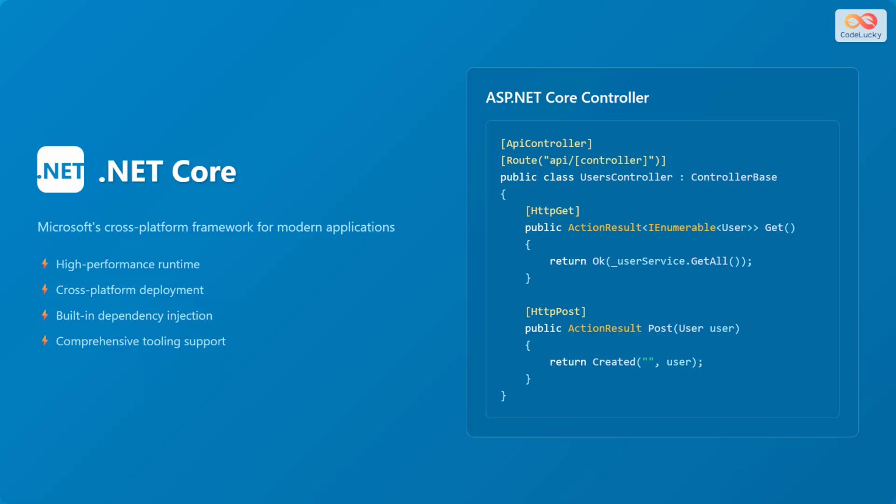.NET Core features built-in dependency injection, making it easier to manage dependencies and write testable code. Also, it provides comprehensive tooling support, including Visual Studio and Visual Studio Code, making development easier. Here is an ASP.NET Core controller example. This code shows how to create a controller that handles HTTP requests for user data.